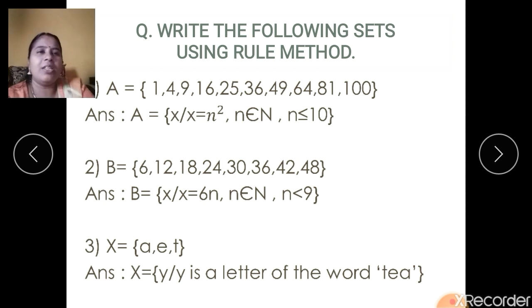So how to write this? B is a set of all x such that x is equal to 6n, where n, this is very important, because there are no negative numbers here. So you have to write that these are positive numbers belonging to natural numbers, restricted till 9 because it is 48. How do we get this 48? 6 into 8, that is 48. Correct?